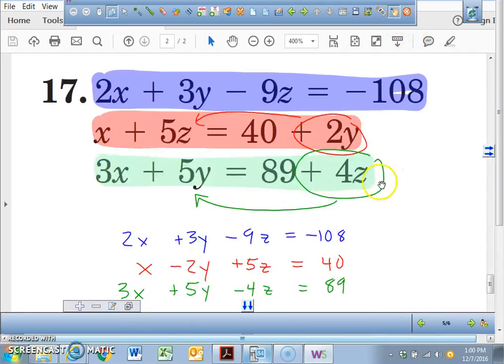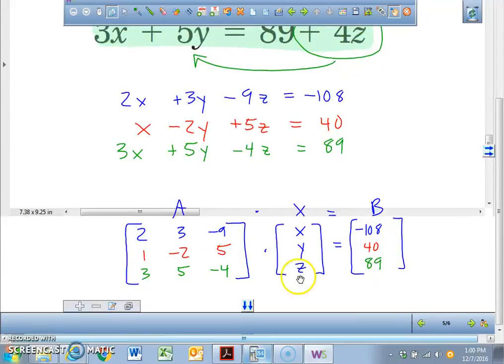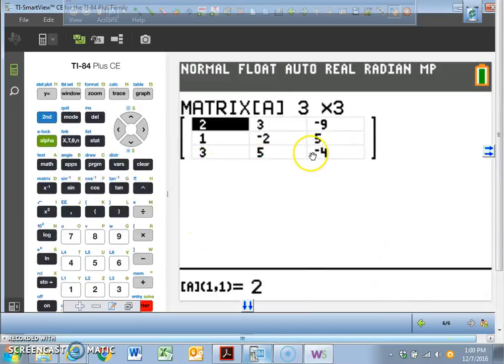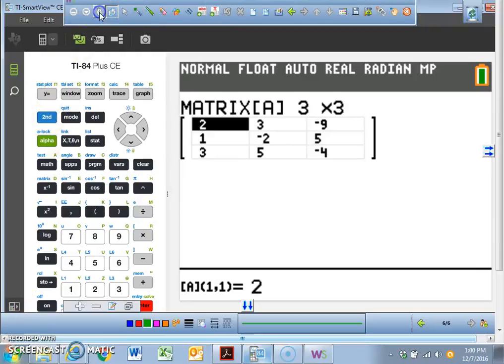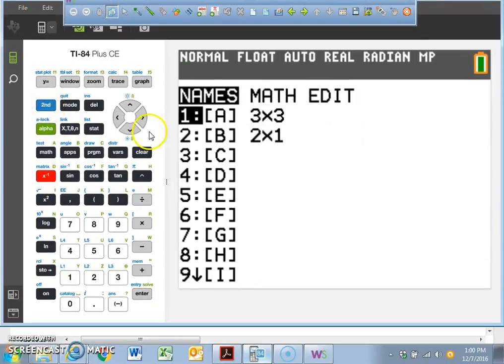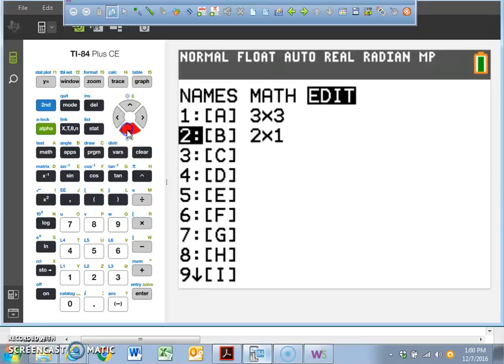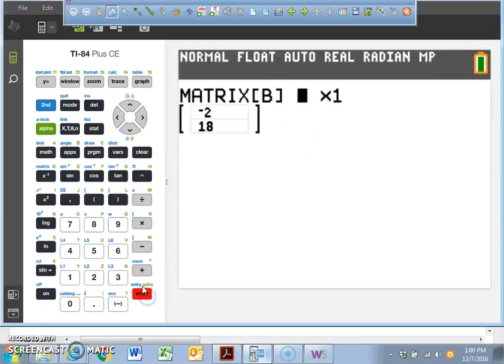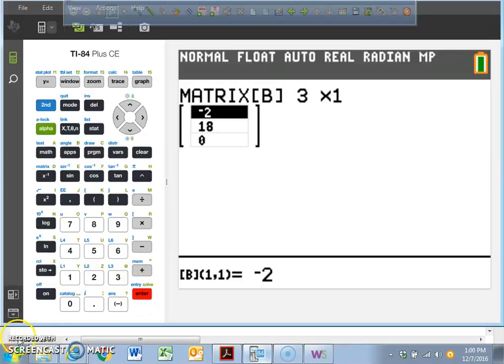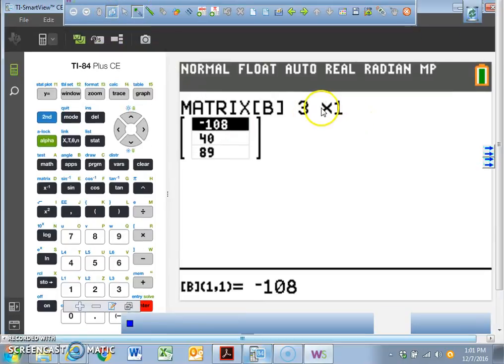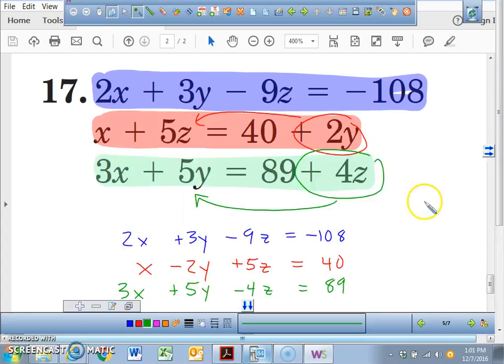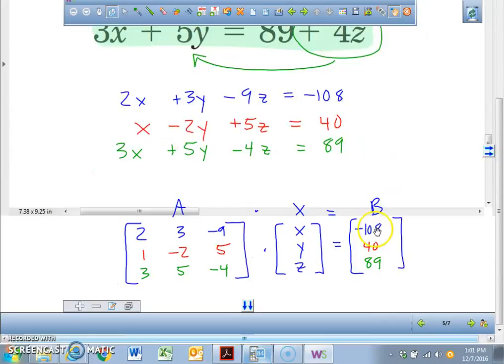You can see that all we did was take these numbers right here and we put them into the graphing calculator. That's what we did. Now we need to go right here to second, x to the negative 1. We need to edit this one right here, B. We don't want it to be a 2 by 1. We want it to be a 3 by 1. All right, so now you have to edit this one, and you'll notice right here, you guys see these numbers? These are the same numbers we had right here.